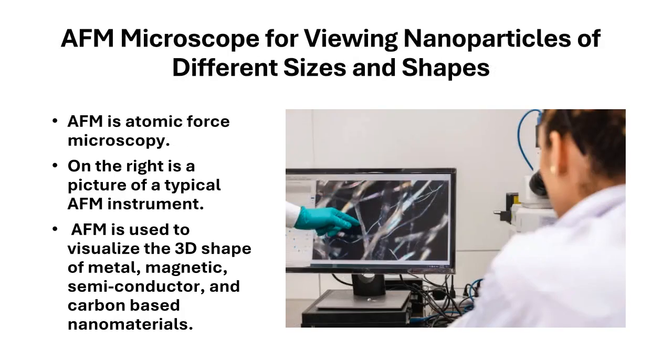AFM stands for atomic force microscopy, and it is another technique that can provide 3D information on samples. AFM works by scanning a sharp tip mounted on a flexible cantilever over a sample surface. The tip interacts with the surface via forces such as van der Waals, electrostatic, or repulsion contact forces. These interactions cause the cantilever to deflect, and these deflections are measured.